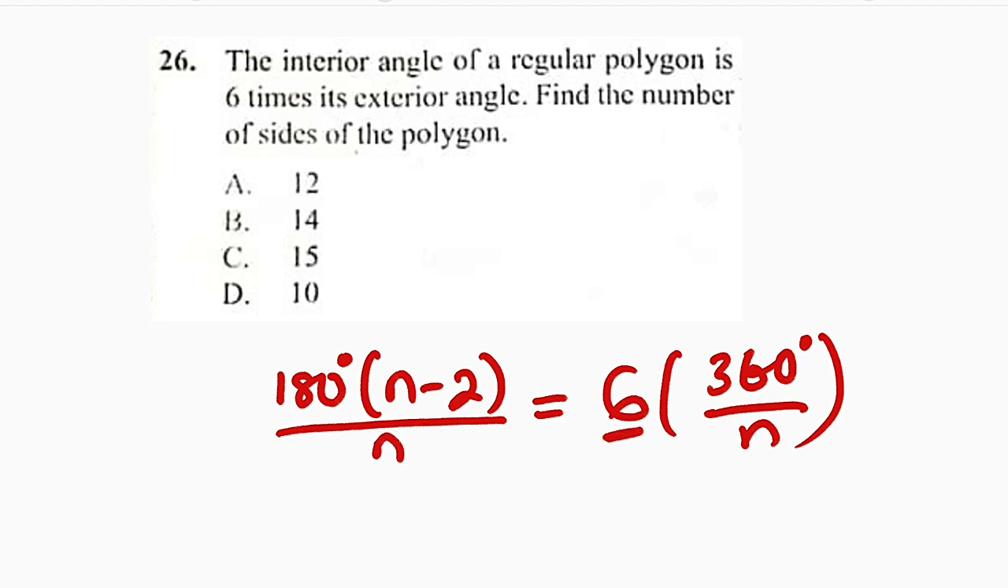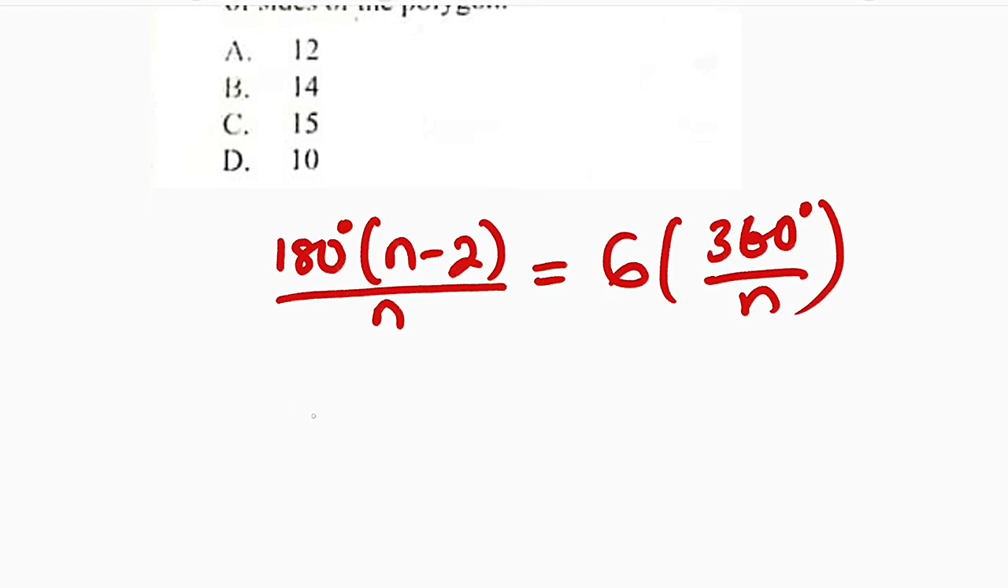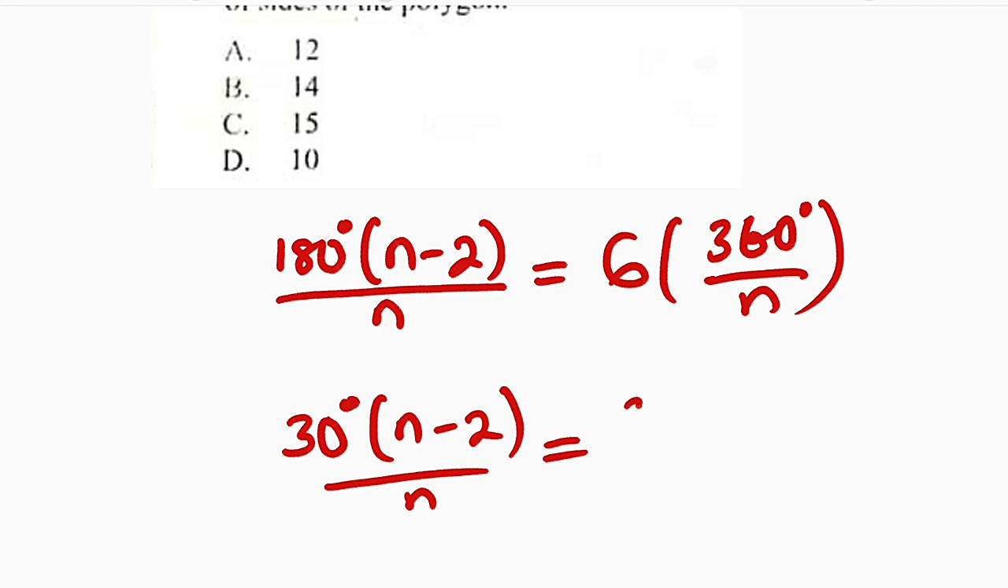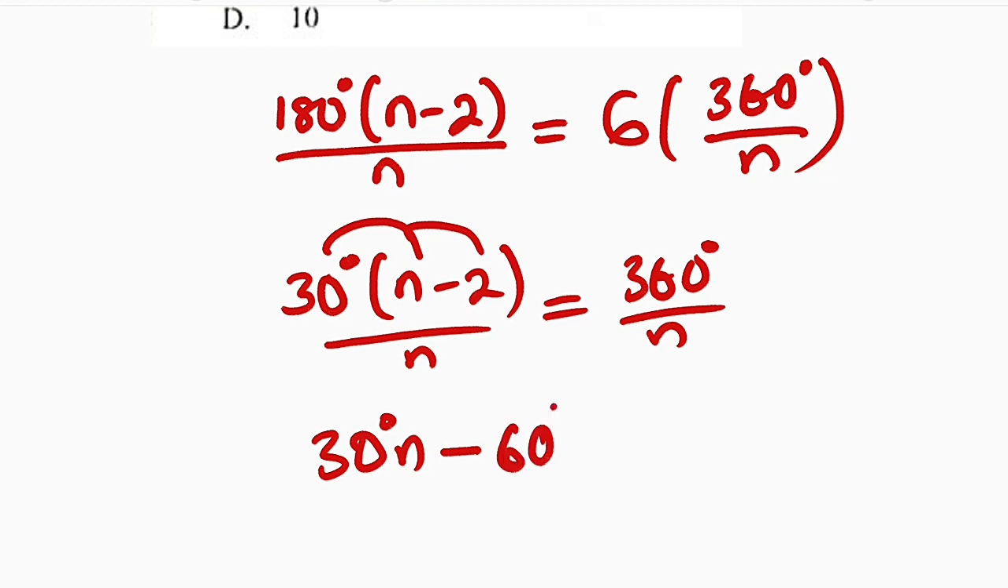Let's divide both sides by 6. If you do that, 180 divided by 6 will give us 30, right? 30 degrees multiplied by n minus 2 divided by n. This is equal to 360 degrees divided by n. And since the denominators are equal, you equate the numerators. But let me just distribute this inside. We have 30 times n is 30 degrees n, minus 30 degrees times 2 is 60 degrees, and this is equal to 360 degrees.